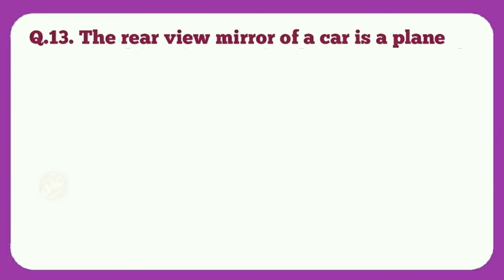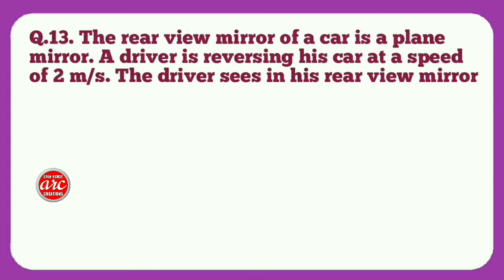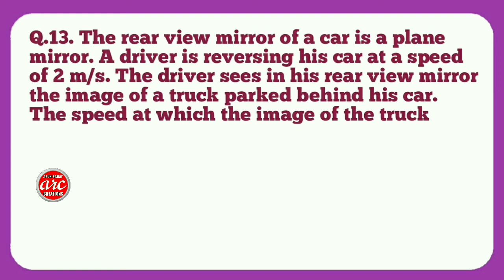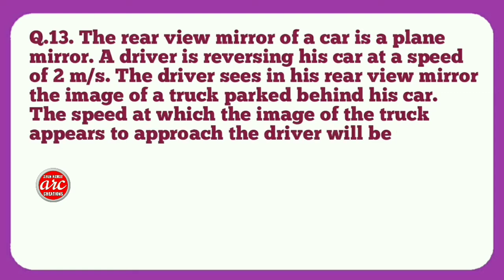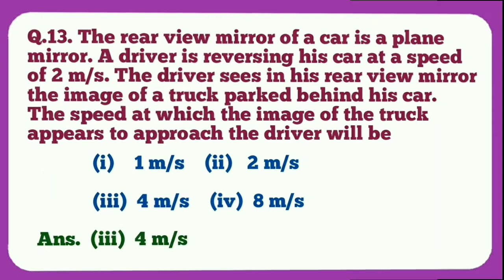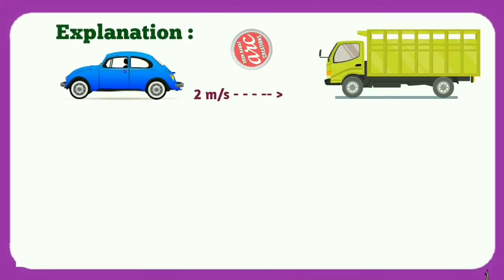Question number 13. The rear view mirror of a car is a plane mirror. A driver is reversing his car at a speed of 2 meters per second. The driver sees in his rear view mirror the image of a truck parked behind his car. The speed at which the image of a truck appears to approach the driver will be number 1 1 meter per second, number 2 2 meter per second, number 3 4 meter per second, number 4 8 meter per second, and the correct answer is number 3 4 meter per second. The explanation of this question is shown on the screen.